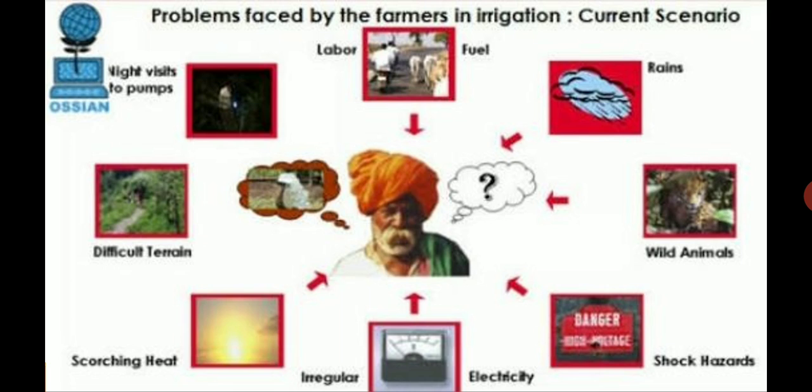So here on your screen you can see in the middle there is an aged farmer. He is having many problems. He is thinking about labor. Labor is costly. Where will fuel come from for the pump? Night visit, every time a night visit is not possible. Difficult terrain. Irregular electricity in the rural areas. Wild animals also damage the crop. Uneven rain is not suitable for the crops.